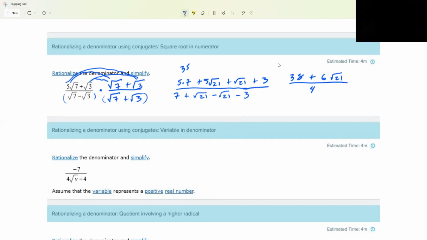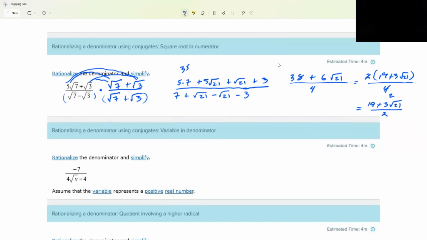Okay. So what I'm going to do is factor out a 2. It's going to leave me with 19 plus 3 square roots of 21 all over 4. Okay, and we'll cancel 2 here, 2 there. And that's going to leave me with 19 plus 3 square roots of 21 all over 2. Okay, and you're done. A lot of writing. Not a whole lot of anything else, but it's a lot of writing.